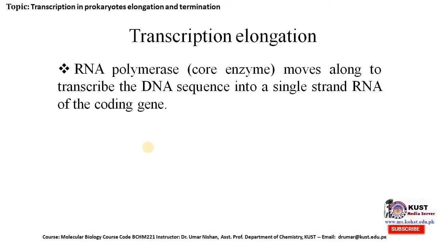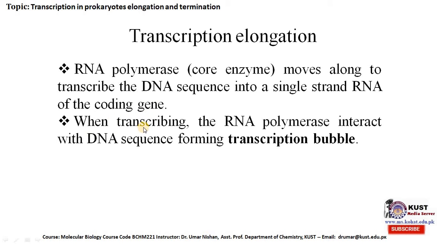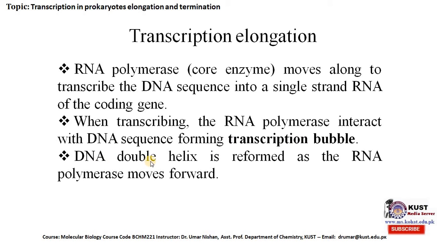Transcription elongation. Now the RNA polymerase holoenzyme moves along to transcribe the DNA sequence into a single strand RNA of the coding gene. When transcribing, the RNA polymerase interacts with the DNA sequence, forming a transcription bubble. The DNA double helix is reformed as the RNA polymerase moves forward.